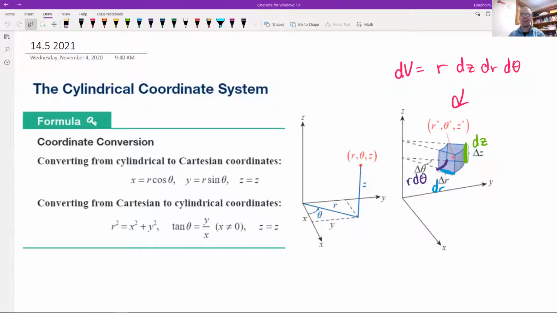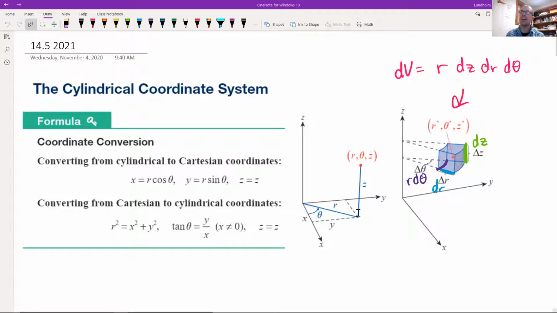Hi, everybody. We're here to do some more triple integrals. And this time, we're going to be doing them in the cylindrical and then spherical coordinate systems. So, hyped. Here we are with the cylindrical coordinate system.